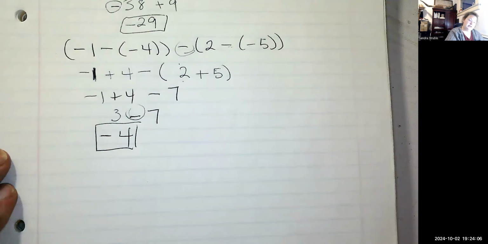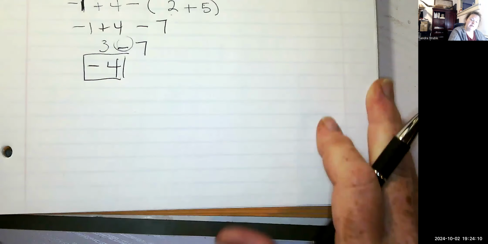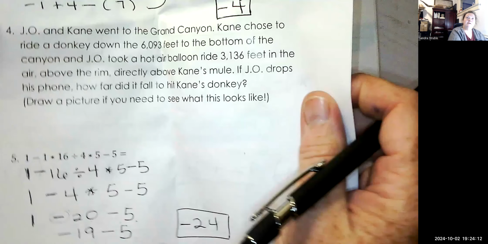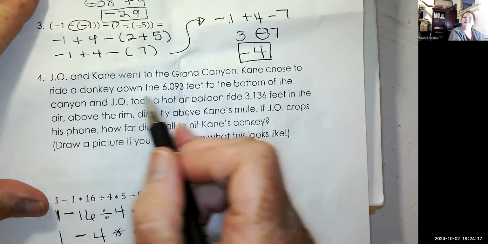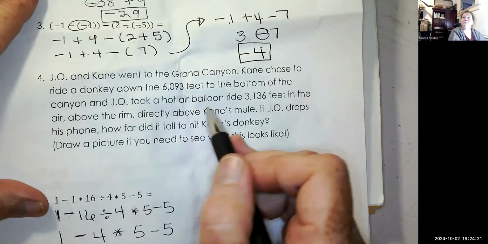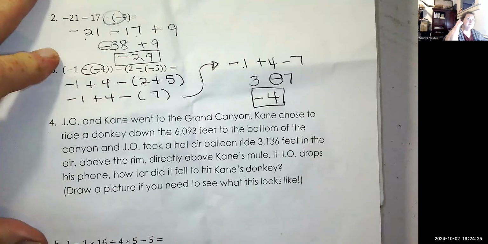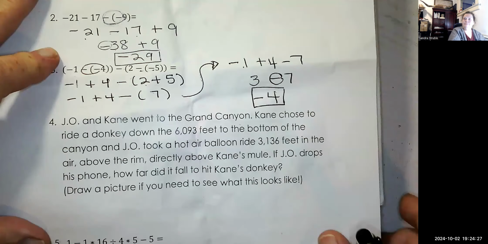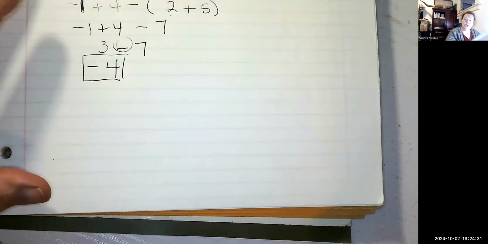All right, let's do one more, finish up this first page. And this one is about J.O. and Cain. J.O. and Cain went to the Grand Canyon. Cain chose to ride a donkey down the 6,093 feet to the bottom of the canyon. And J.O. took a hot air balloon ride 3,136 feet in the air above the rim, directly above Cain's mule. If J.O. drops his phone, how far did it fall to hit Cain's donkey?